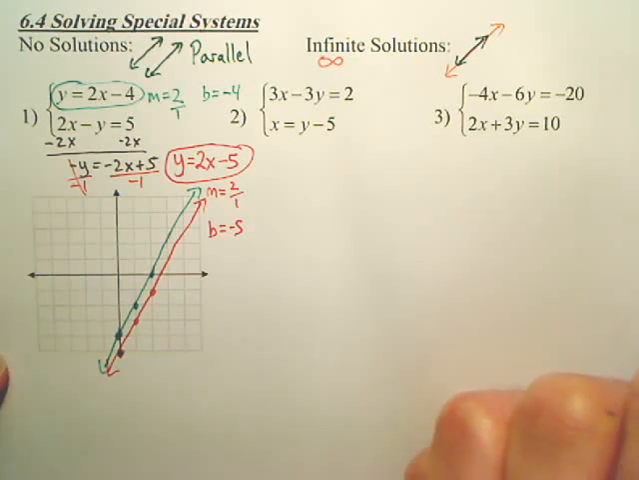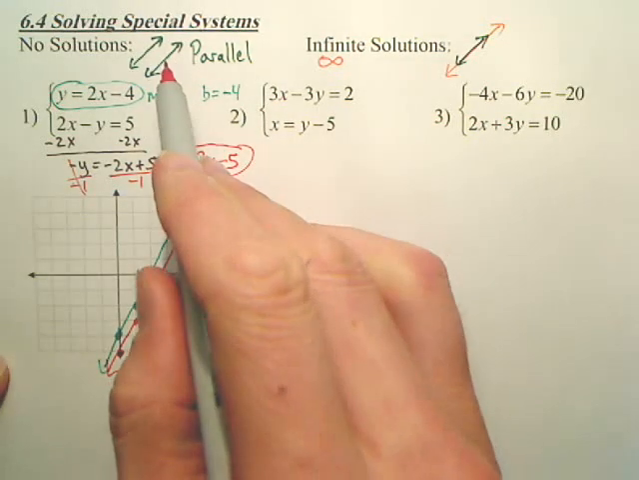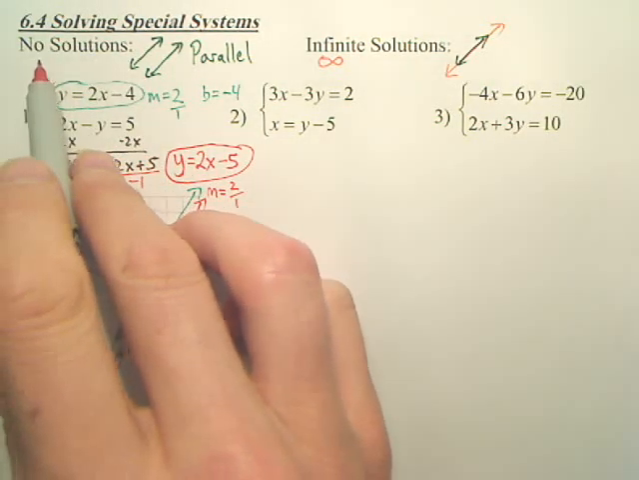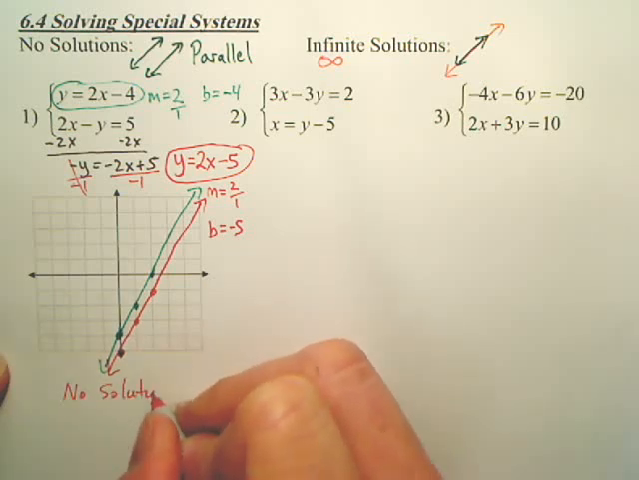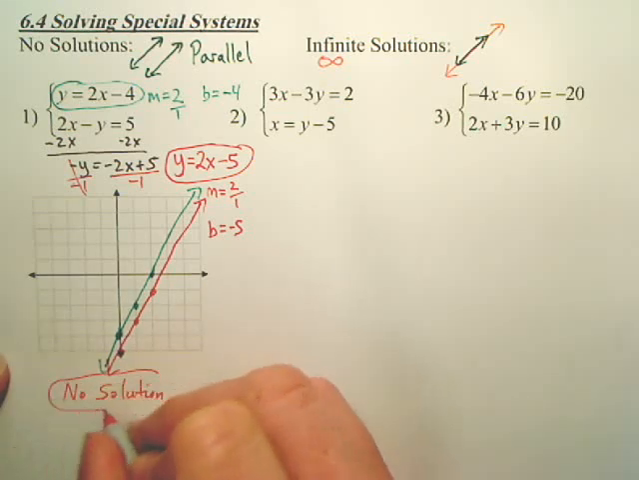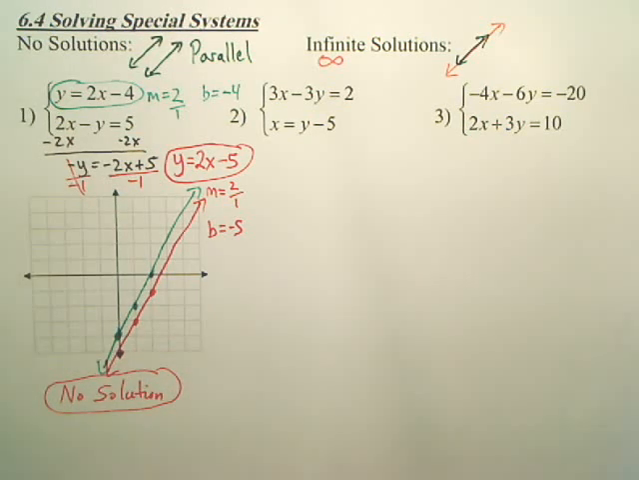Will those ever cross? No. Are those parallel? Yeah. What do you say parallel is? Parallel is no solution. So the answer is simply no solution. There is no answer. They would never cross.